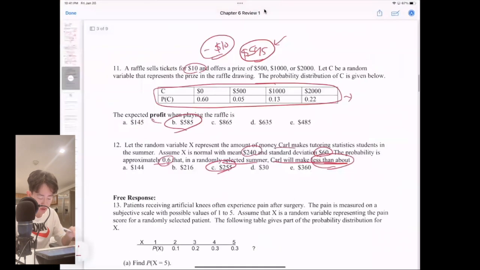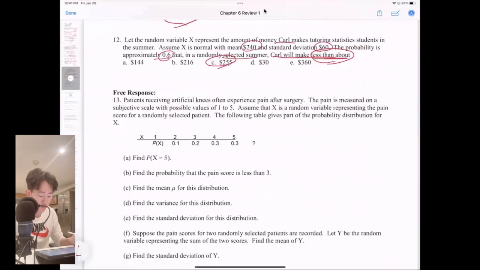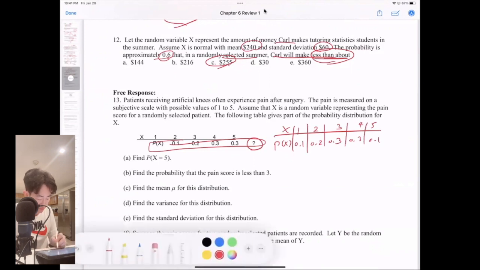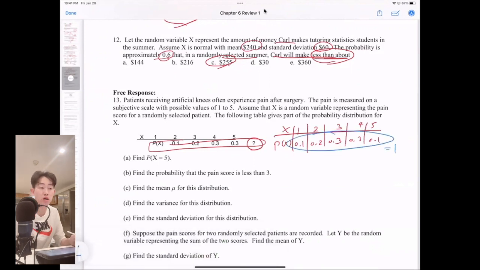Okay, flying through these. Number 13, find the probability of x is equal to 5. Now, there's a small typo here. All of this should be shifted a little bit to the left. So I'm gonna redraw this table. The values are 1, 2, 3, 4, 5. That's 0.1, 0.2, 0.3, 0.3. And I think you guys can guess what this question mark should be. It should be 0.1. Because remember what I told you, all of these numbers have to add to give you 100%. So the only number that adds up to 100% given all of these 4, which adds up to 0.9, should be 0.1. So that is the answer for part A, coincidentally.